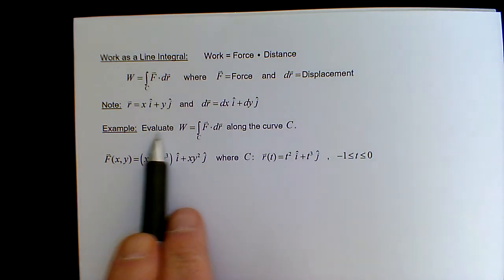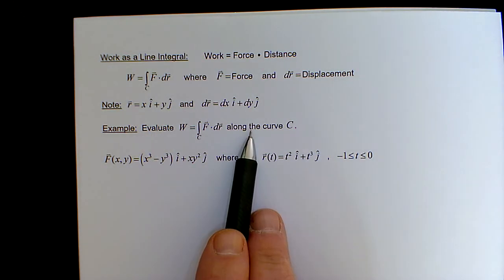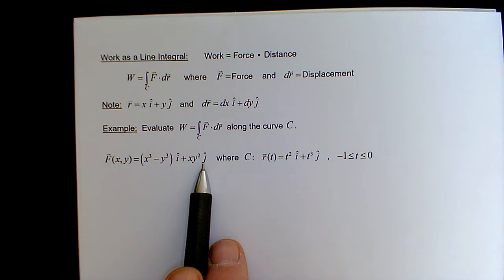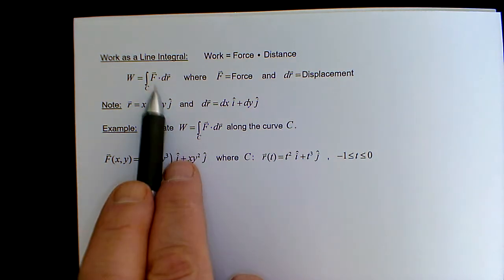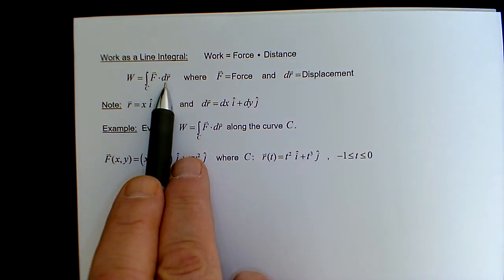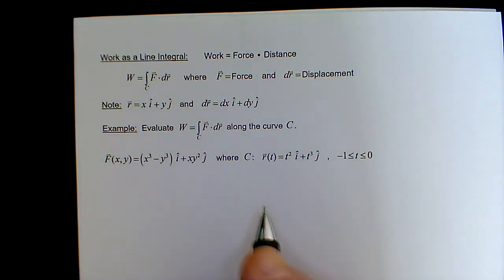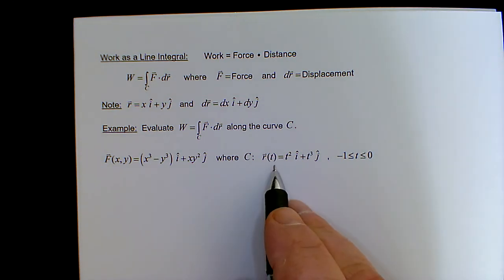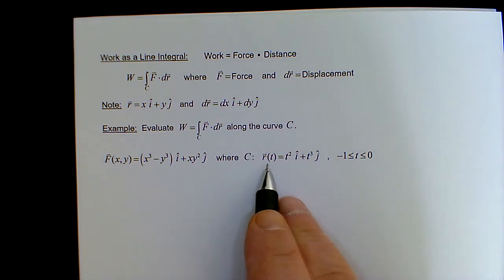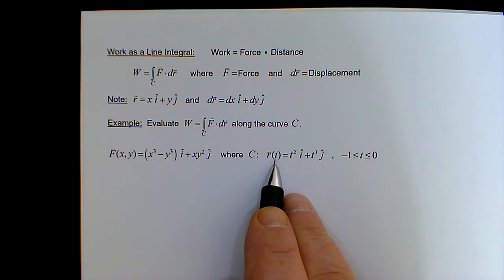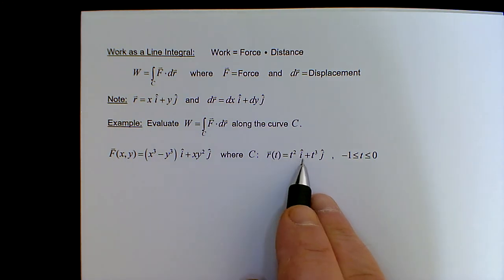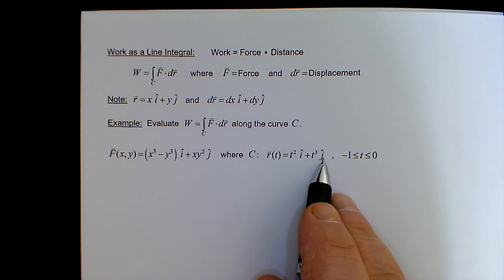Okay, so here's an example, and we want to evaluate the work. Here's the function. So the first thing to do is find the function dotted with dr. The given curve here is, so the displacement function r of t is a vector: t squared i plus t cubed j.